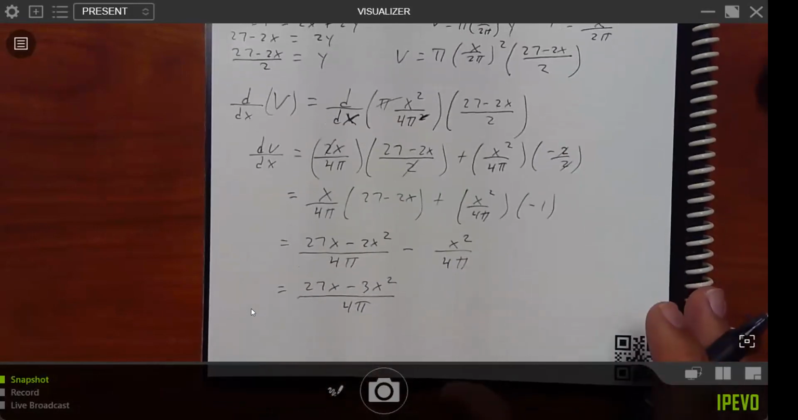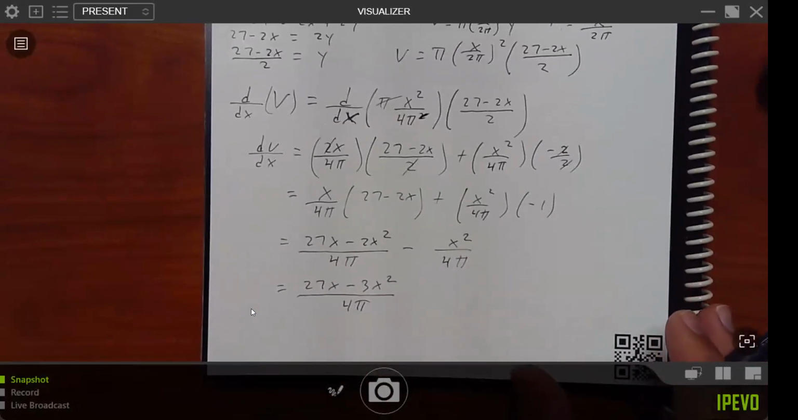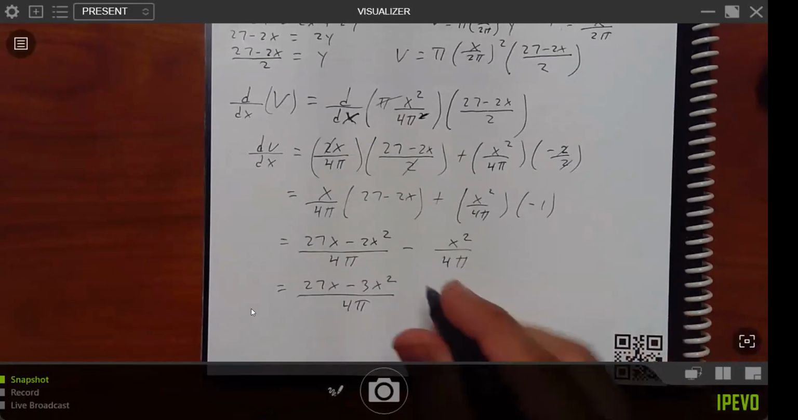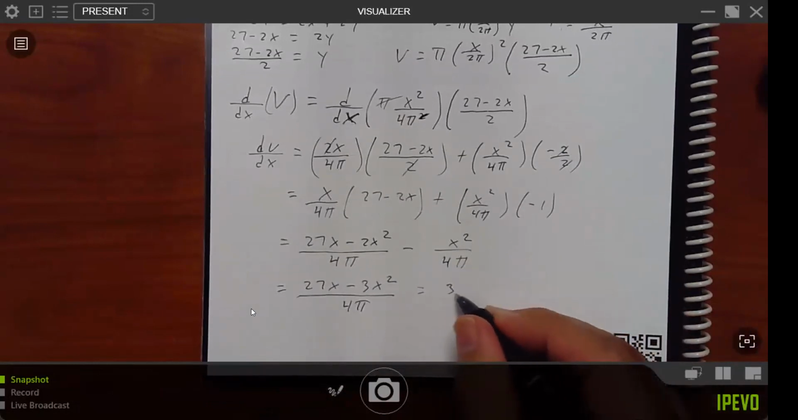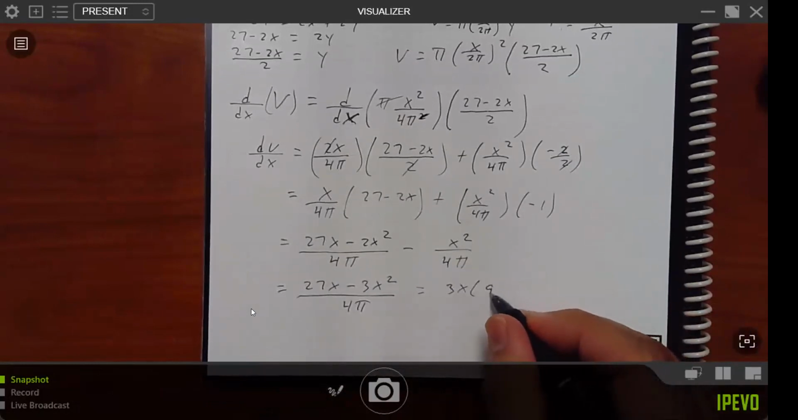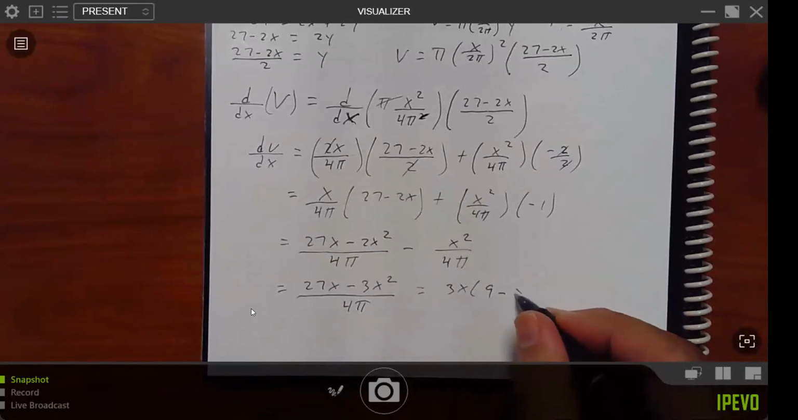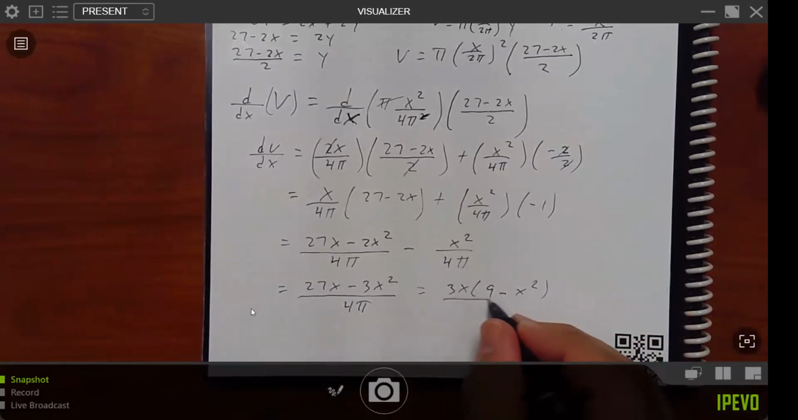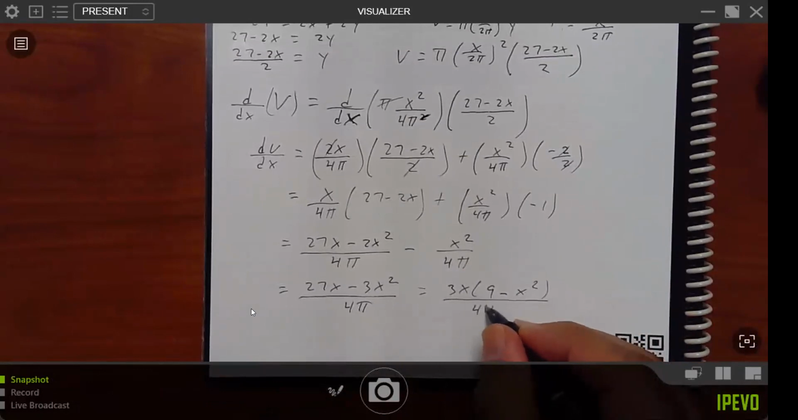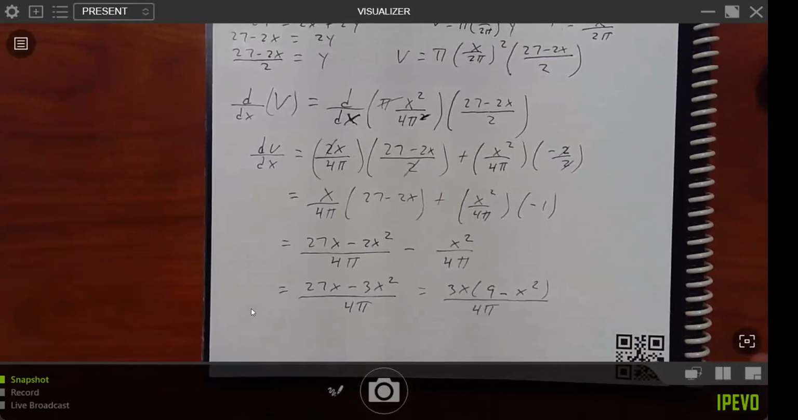So there is my derivative. Make it a little prettier. Factor 3x, that'll be 9 minus x squared. Right? Any steps that don't make sense?